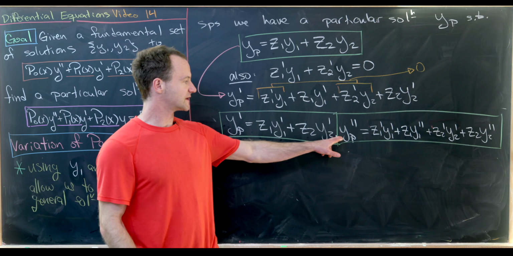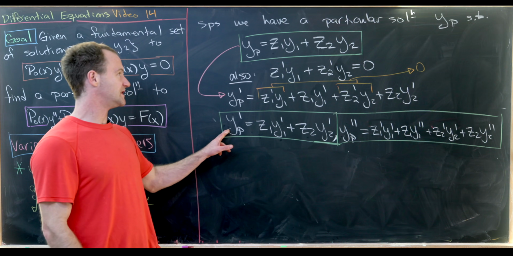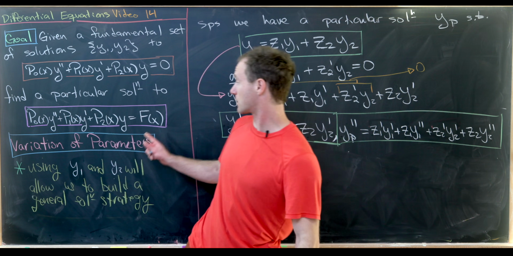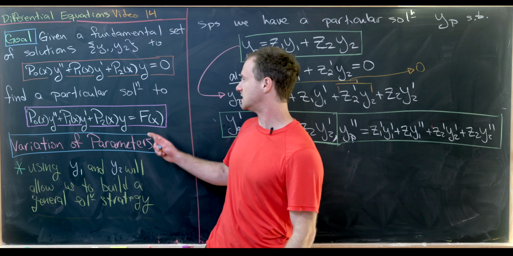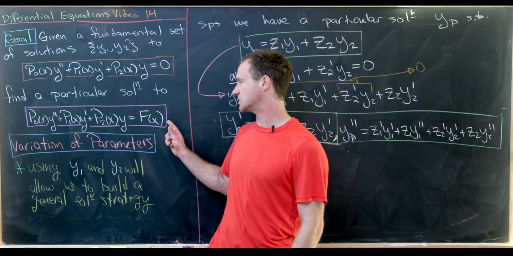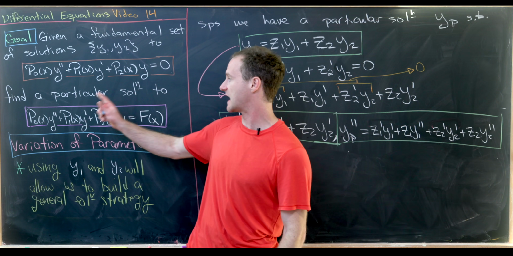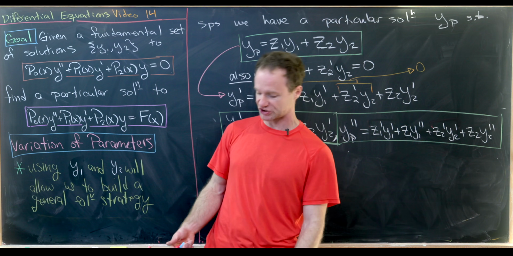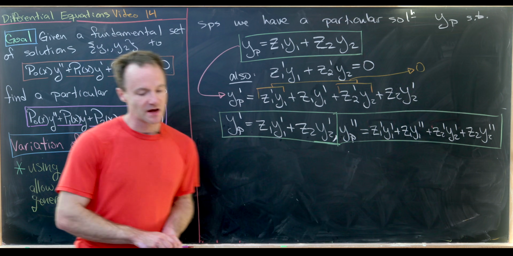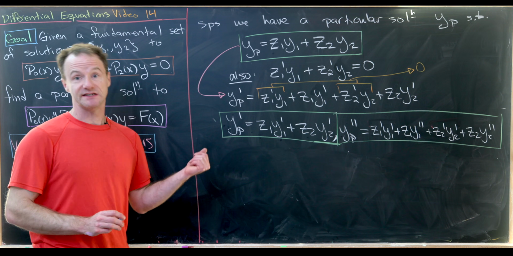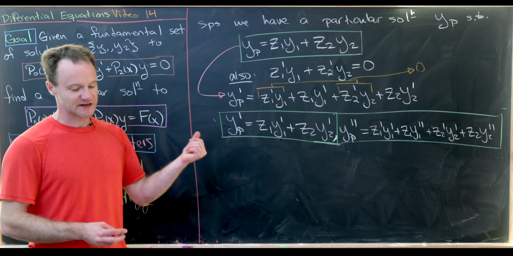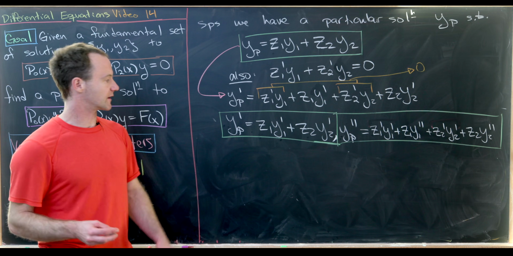Now we'll plug this yp double prime, this yp prime, and this yp into our purple boxed equation. Recall that yp was supposed to be a solution to this purple boxed equation. So we know if we plug that into the left-hand side, we get the forcing function out here on the right-hand side. Another thing that I'll do is collect some terms. I'll collect z1 terms, z2 terms, and then all of the other terms on their own.